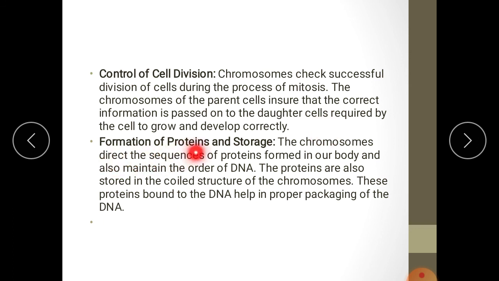Formation of proteins and storage. The chromosomes direct the sequences of proteins formed in our body and also maintain the order of DNA. The proteins are also stored in the coil structure of the chromosomes. These proteins bound to the DNA help in proper packaging of the DNA. Proteins are also present in the chromosome. They are called histones. These histone bodies are necessary for packaging the DNA.